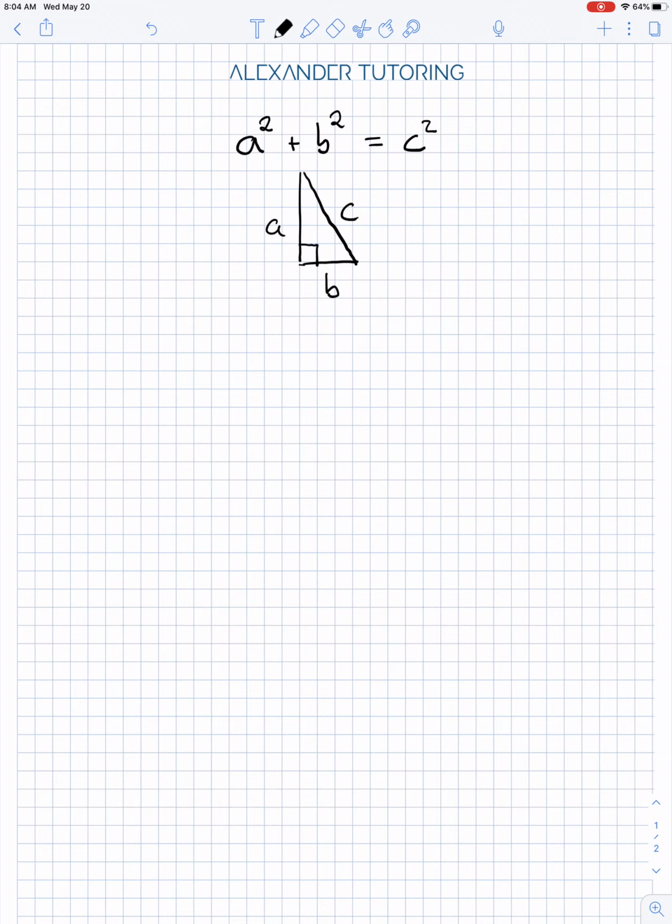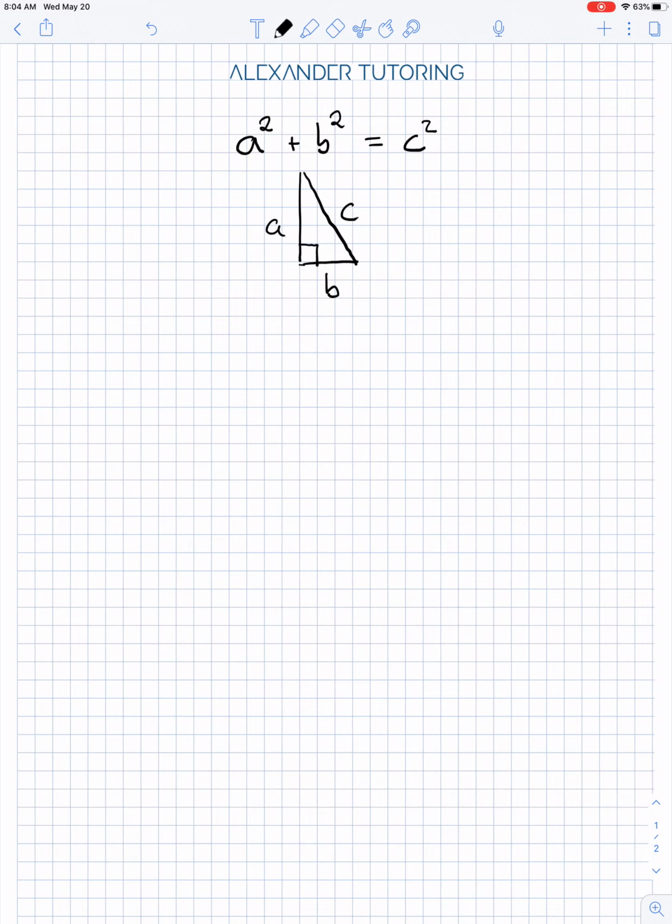Today I want to talk about the Pythagorean Theorem, something that everyone learns. But the main thing I want to go over is most students in most classes are just given the Pythagorean Theorem, a squared plus b squared equals c squared, assume it's gospel, and basically don't explain how they got this formula, where it comes from.